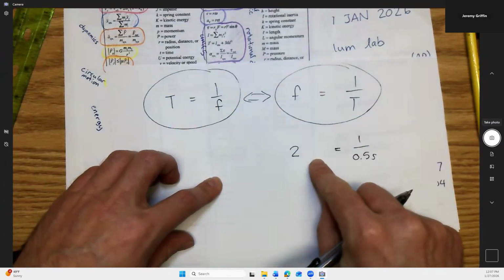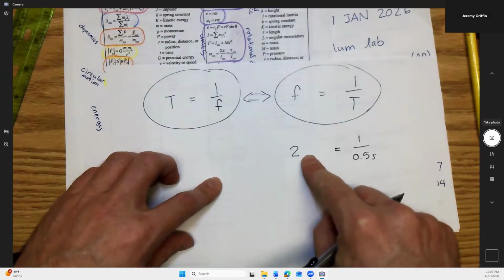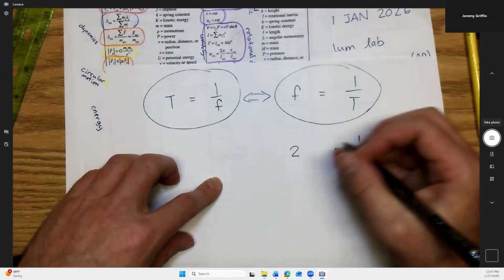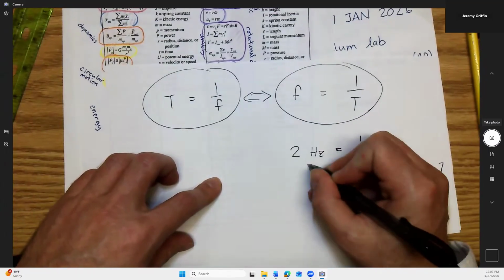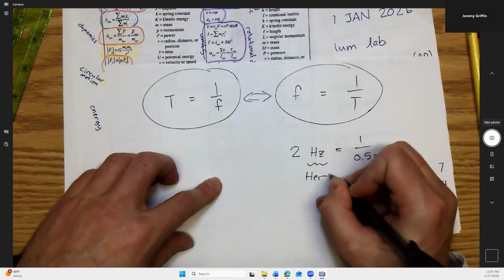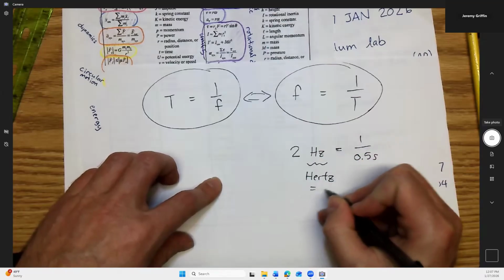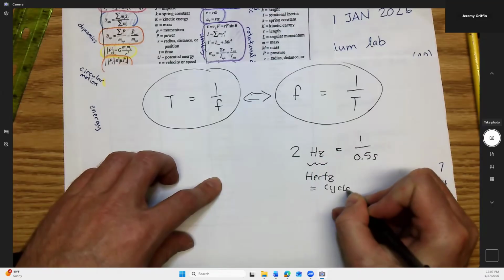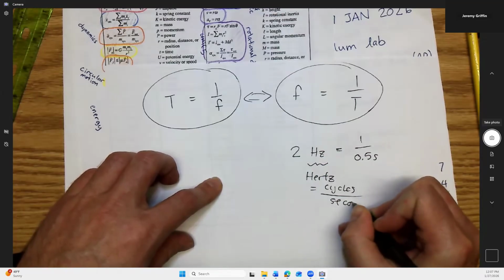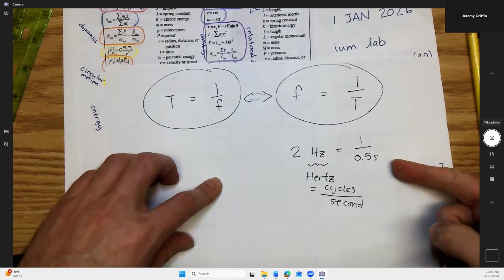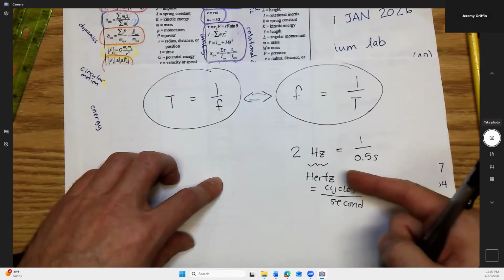And some of you might know this too. What's the unit for frequency? Hertz. Yeah, it is hertz, Hz, which stands for hertz. Which is the same thing as cycles per second. Or you could just say 1 over seconds, which we're looking at here. So 1 over 0.5 seconds is 2.